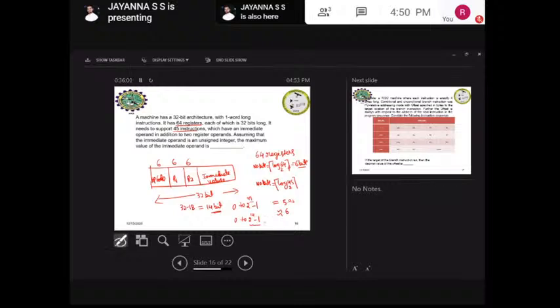So you will get 16,383. So that is the maximum value of the immediate operand that we can include in the instruction.